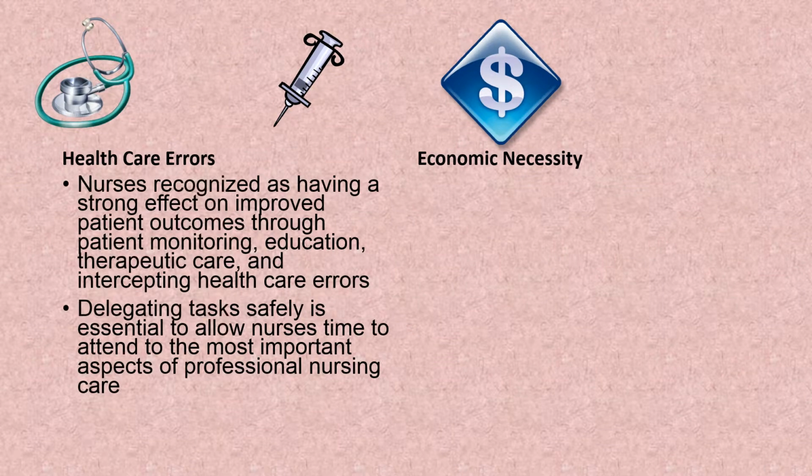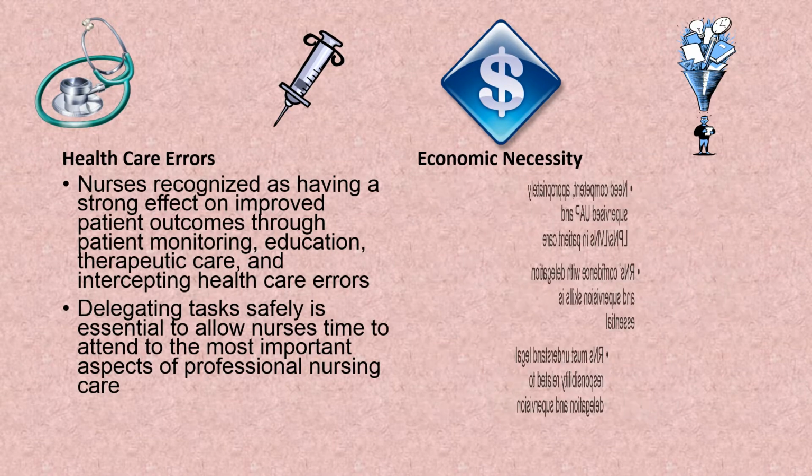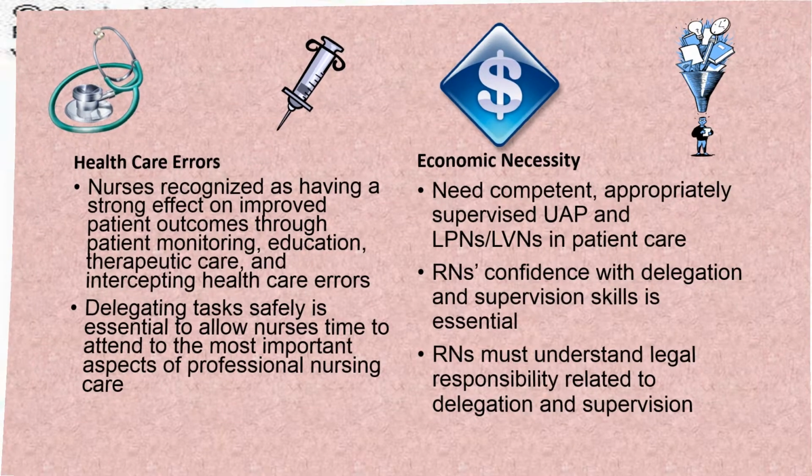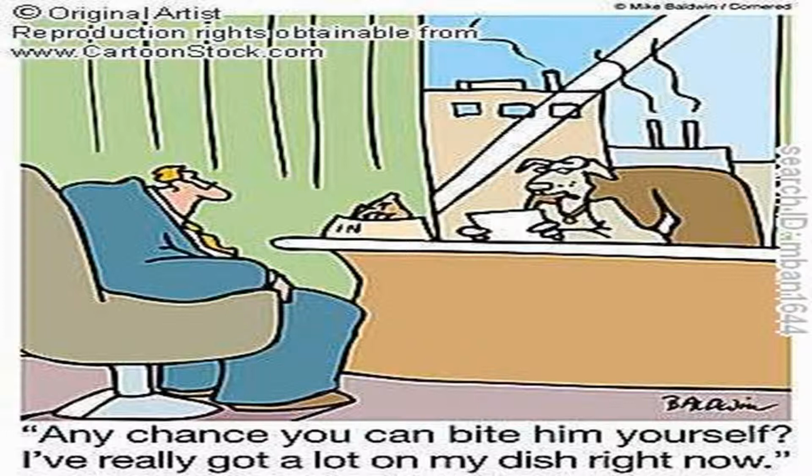And economic necessity. When looking at economic necessity, we need competent, appropriately supervised unlicensed assistive personnel and LPNs or LVNs in patient care. RNs' confidence with delegation and supervision skills is essential. RNs must be able to understand the legal responsibility that is related to delegation and supervision. Managers sometimes will feel overwhelmed with all their job obligations. They will need to learn to delegate.